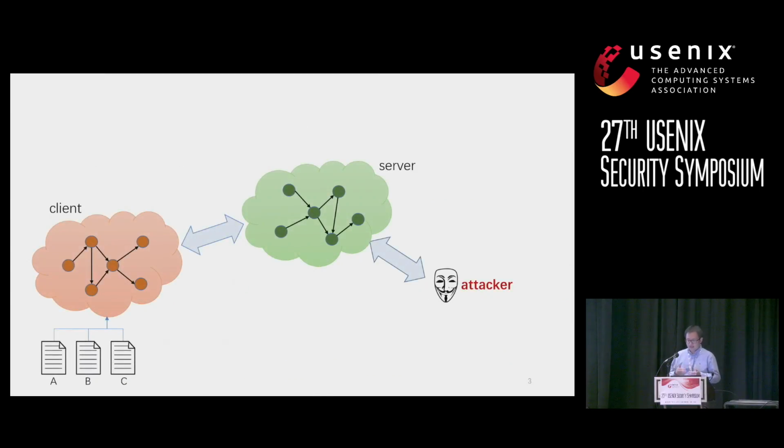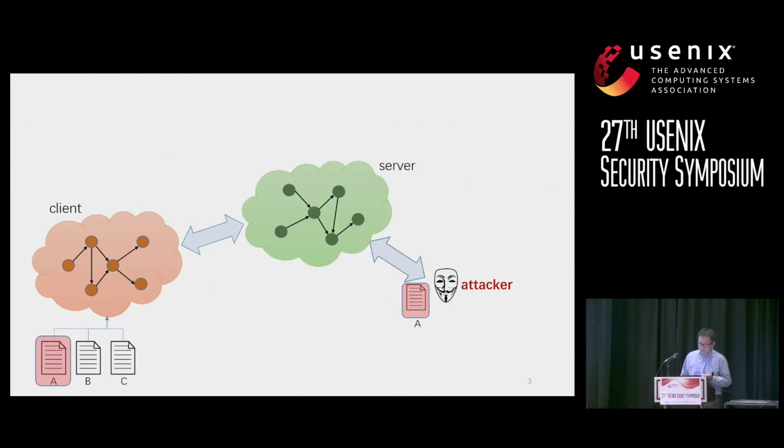First, let's see a high-level example of a cross-host attack. The attacker tries to exfiltrate some sensitive data from the client side through the server side and finally to the attacker side. He scans the file system at the client side, and he selectively picks a file, like file A, and then sends it through the server side, and then to the attacker side.